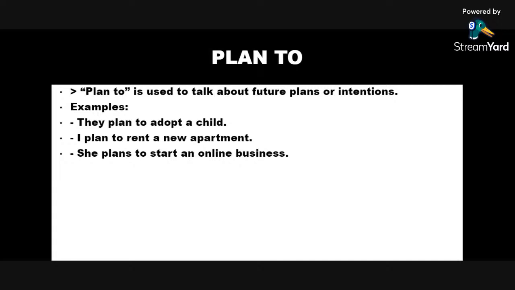Okay. Now, another way of talking about future actions is to use plan to. Plan to is used to talk about future plans or intentions, all right? For example, they plan to adopt a child. You are talking about the plans of a family who have been grappling with childlessness, all right? Not being able to have a child of their own, and you are privy to their plan to adopt a child. So you can say they plan to adopt a child.